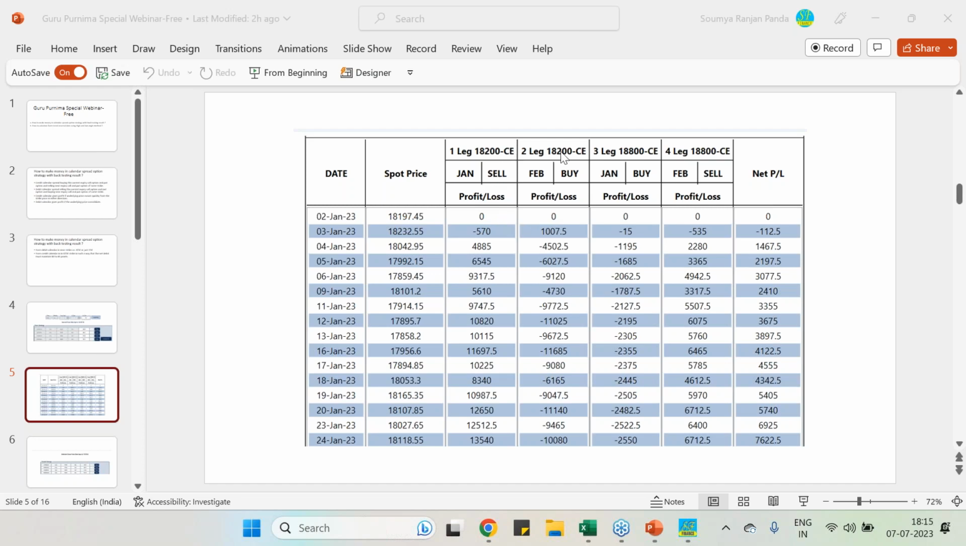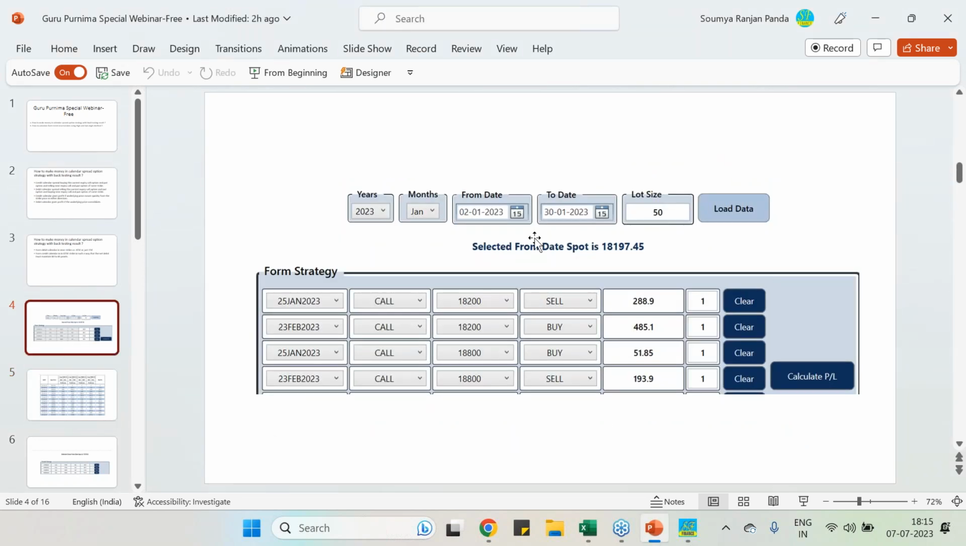18,200 strike you have formed the debit calendar. 18,800 strike you have formed the credit calendar. Why 18,800 strike? Because by this process you are reducing the cost of this debit calendar to 65 points.